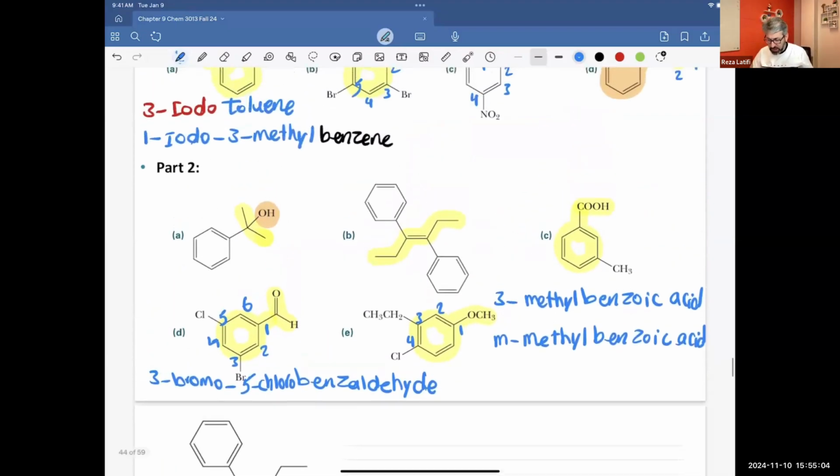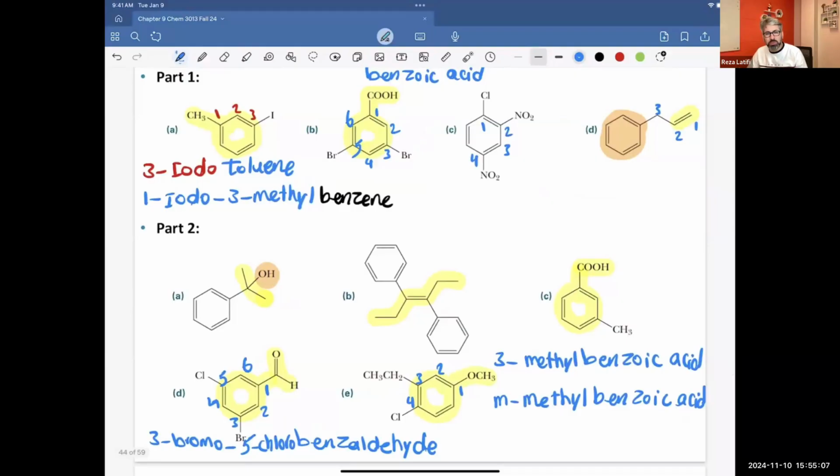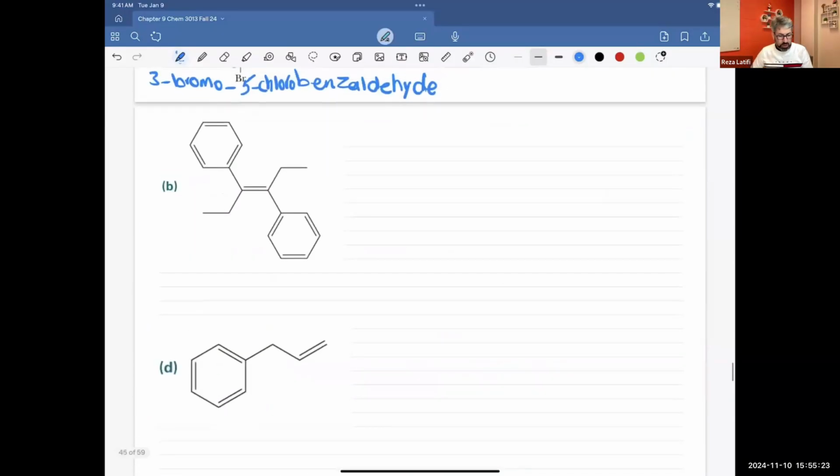Okay, and again, try to go through the names by yourself. I tried to highlight the main chain, or the parent technically, or the base of the molecule, but I did not mention the full name of each molecule, so try to do it by yourself. Okay, I'm going to practice these 2 examples, and I will end the lecture.